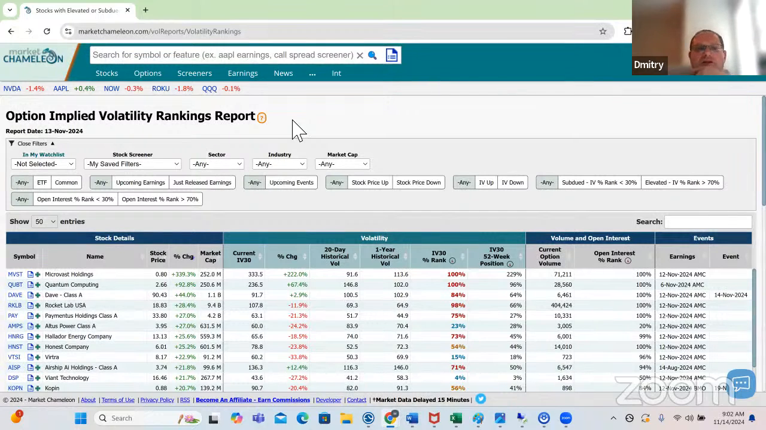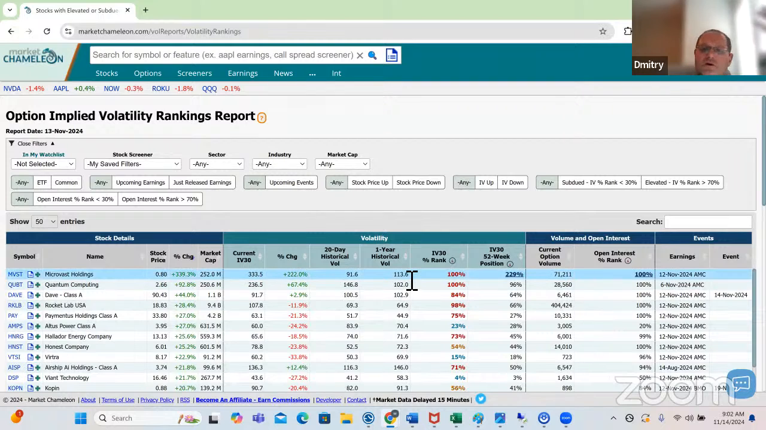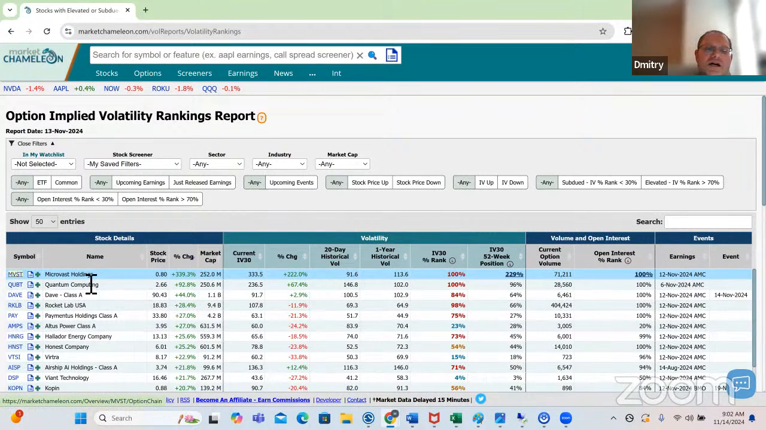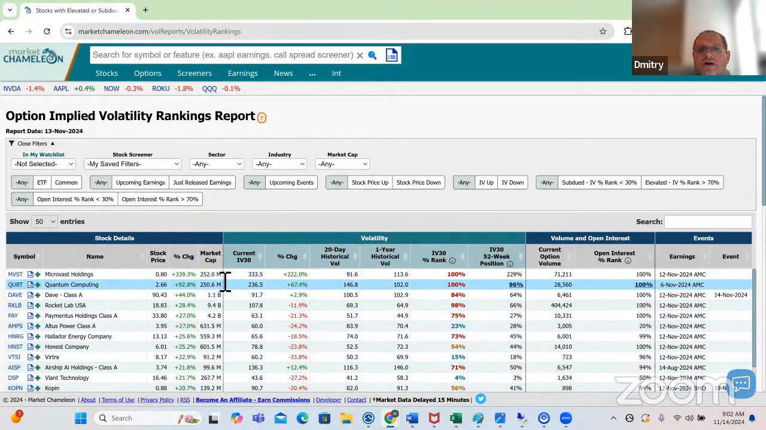And I'm going to first go over this table from left to right. As you can see, you have different filters above this table, and then a table with data and analytics that you could sort, screen, and narrow down. Going from left to right, here we just have stock details: the stock symbol with the stock name, stock price, price change on the day, and market cap.